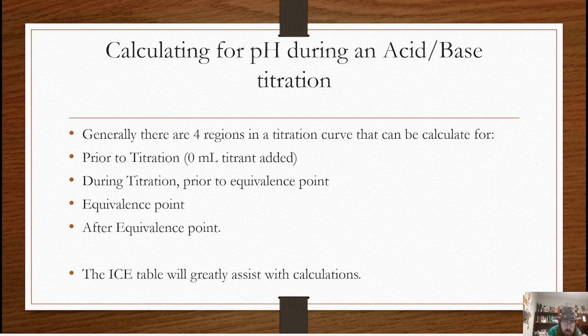At equivalence point, in a strong acid, strong base is very easy. Weak acid, weak base, that's a little bit more challenging, and we'll deal with that. And finally, after equivalence point, where any point after equivalence point when we've added base or added acid, what happens to the pH and how does it jump. Now, an ice table will greatly assist us with calculations. We can also use Excel or various things to help us.